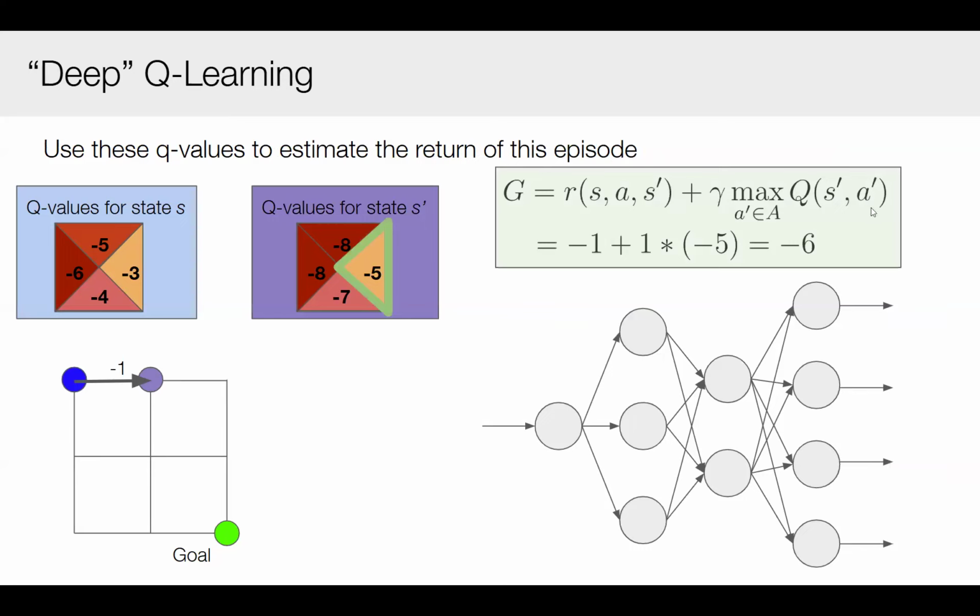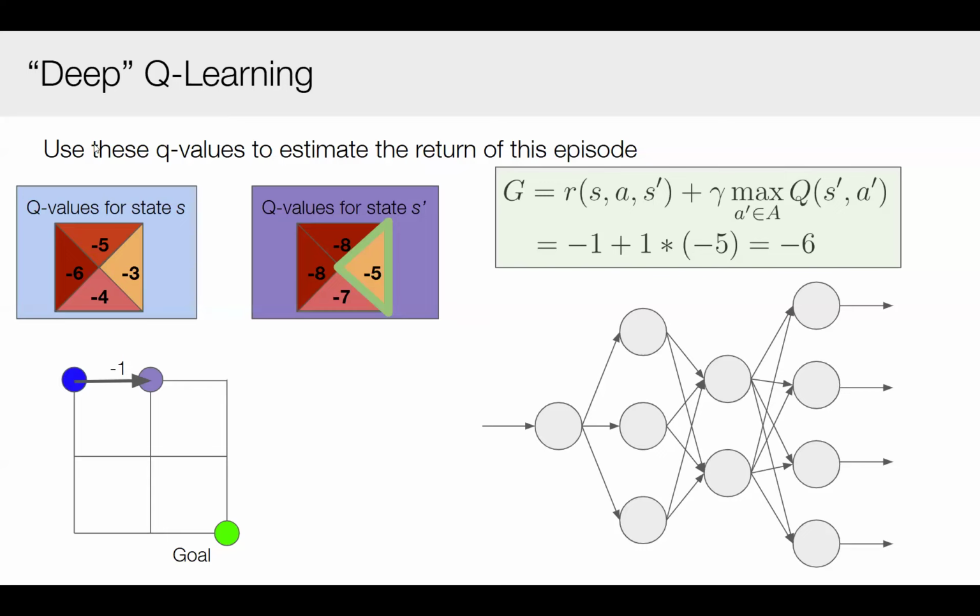And that is by following this exact formula. The reward we got, so -1 plus gamma of +1 times the best Q value from state S prime, and that's going to be -5. So our return of this episode, our expected return is -6. This is basically saying that if we started at the blue state, and by taking this action, according to how the neural network performs currently, we would expect a return of -6. This is our ground truth, if you will. This is what we think will happen, okay?